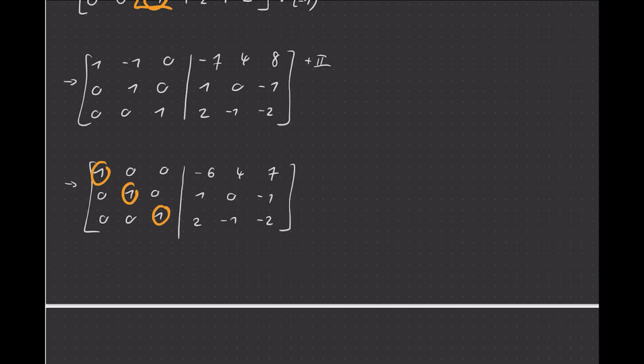In other words, the left-hand side is now an identity matrix. And that means the right-hand side, this matrix here, that is now the inverse that we were looking for. So the inverse of A is the matrix -6, 4, 7, 1, 0, -1, 2, -1, -2.